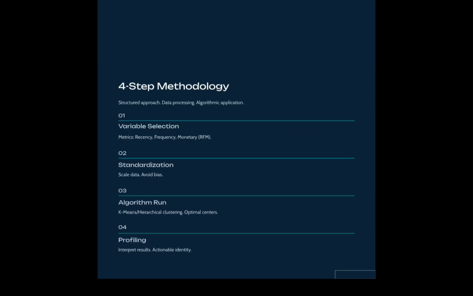What is the methodology and how does this technique work? This process begins with selecting variables that are relevant to the marketing objective that we will be analyzing. For example, a company interested in customer loyalty may focus, like we can see in this picture, on variables such as recency, frequency, and monetary value or RFM, and these variables are often standardized to ensure that differences in scale do not distort the results.